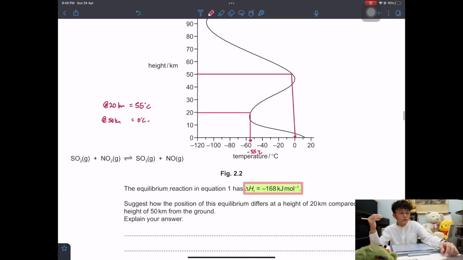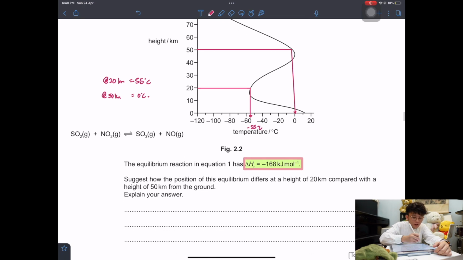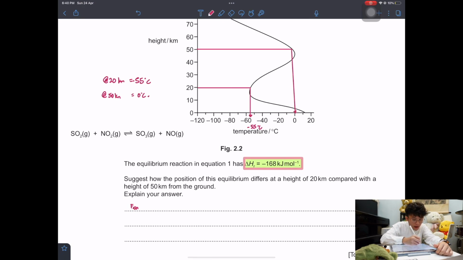So from 50 km to 20 km, my temperature increases, correct? No, it's -55. From your 50 km to 20 km, I know that they ask for how it differs at a height of 20 km. So the temperature decreases.